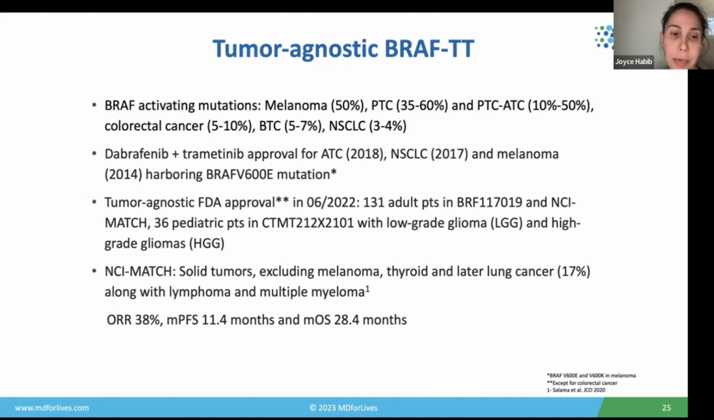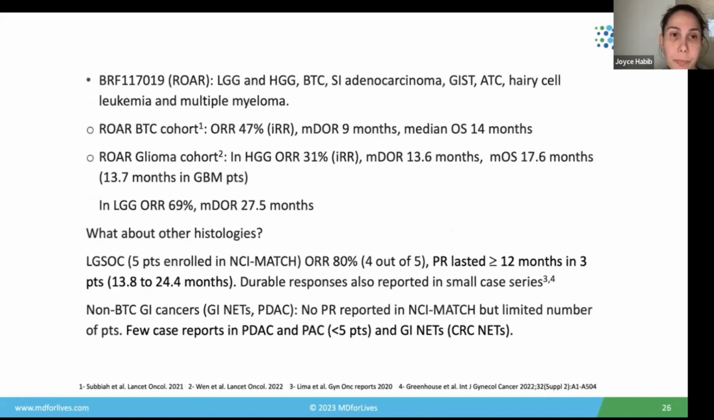So in the NCI-MATCH study, which enrolled solid tumors, leukemia, lymphoma, and myeloma, excluding melanoma, thyroid, and lung cancer, we see compelling overall response rate, PFS, and survival data. In the ROAR basket trial, we'll also see compelling data for biliary tract cancer, with a response rate that is impressive and median overall survival that is also compelling.